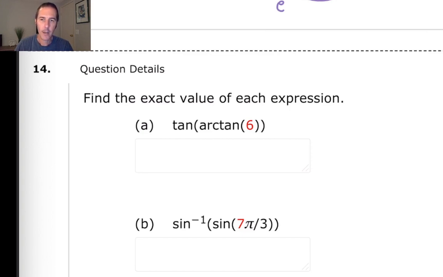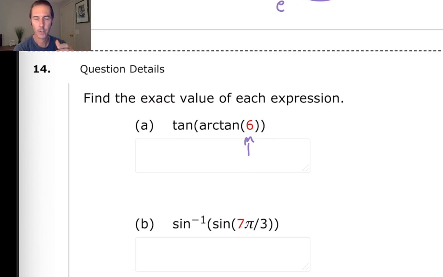Tan and arctan will cancel each other out as long as this number, the 6 in this case, is in the restricted domain of the arctan function. And I say restricted domain because it's part of that conversation we had much earlier about inverse cosine, where I drew the graph and then erased part of the graph and we only worked with it from 0 to pi and negative 1 to 1. Same kind of topic here. I was restricting the domain of the cosine.